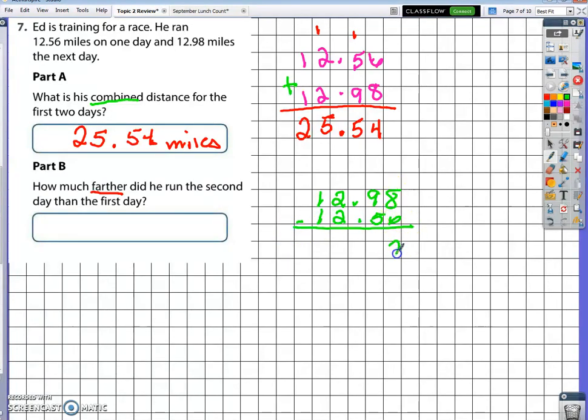8 minus 6 is 2. 9 minus 5 is 4. 2 minus 2 is 0. 1 minus 1 is 0. We should have 0 and 42 hundredths miles. And again, guys, you just want to make sure on your paper you're showing all of this work. Because if you show your work, you're good to go.